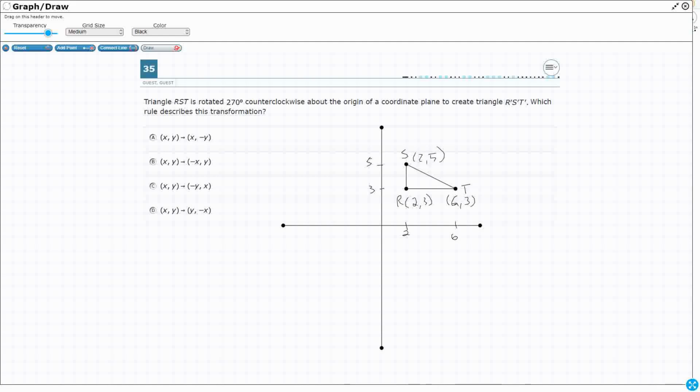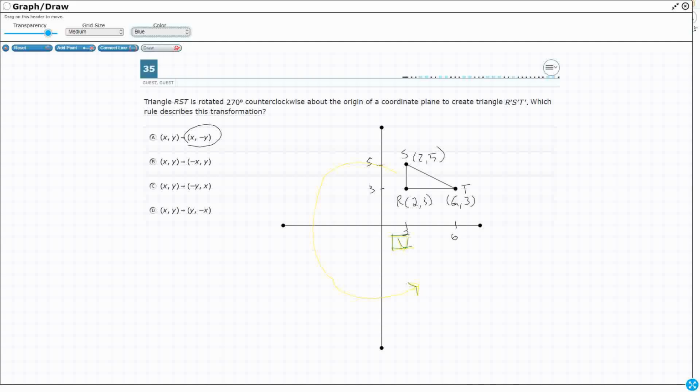How does this help us? Well, we could take each of these rules and see if it's a 270 degrees counterclockwise rotation. First, we need to know where that's going. So 270 degrees is going to go over, that's a 90 degree, that's a 180 degree, that's a 270 degree. So it needs to end up over here in quadrant 4. If we can end up in quadrant 4, we're going to be fine. That's what we're looking for. So let's see what ends up happening.